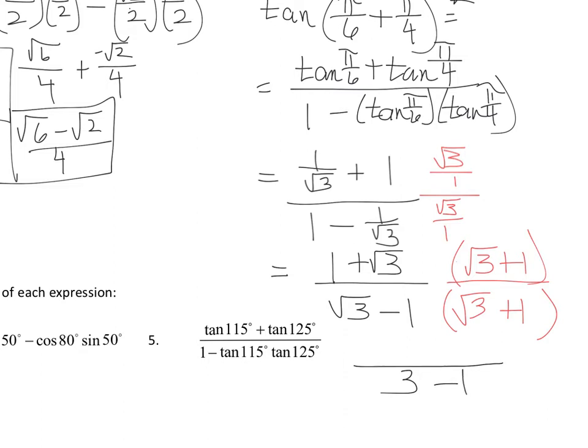Okay, so now let's multiply in the numerator. So I have root 3 times 1 gives us a root 3. Then root 3 times root 3 gives us positive 3. Now we're going to distribute the 1. 1 times 1 is 1. And then 1 times root 3 gives us a positive root 3.